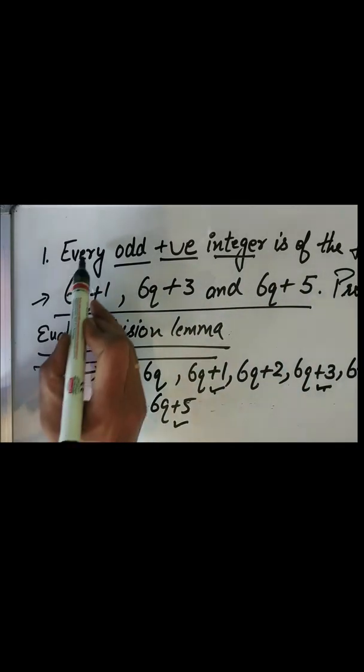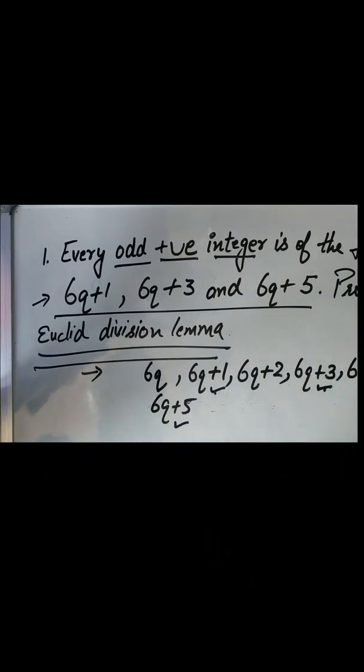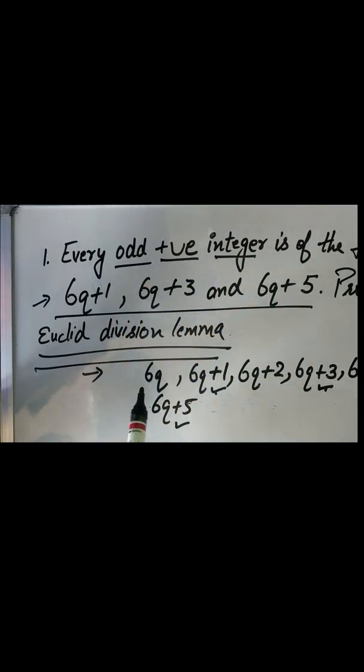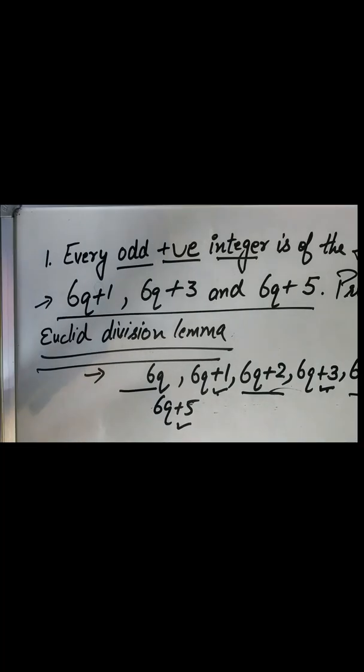We can prove it. Every odd positive integer will either leave remainder 1, 3 or 5. None of the odd positive integers will be divisible by 6 or will leave remainder 2 or remainder 4. None of them are going to be. So this was the understanding part.